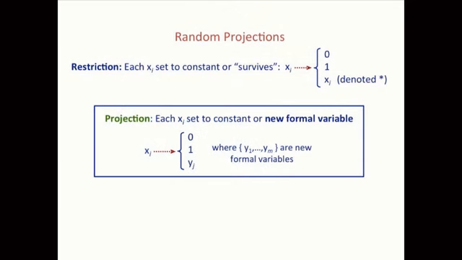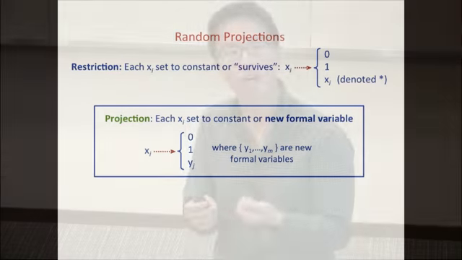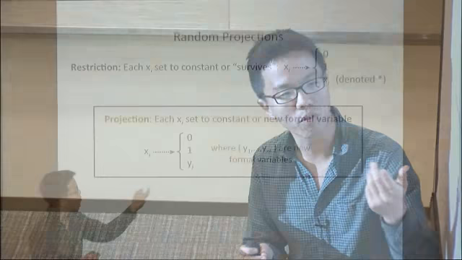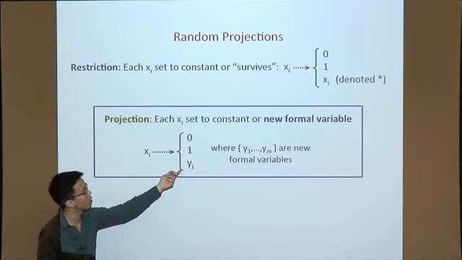In a random restriction, every xi is either set to a constant, 0 or 1, or it survives. I have been denoting that as star, but you can think of it as xi maps to xi. Right? That's what it means to survive. In a random projection, every xi is either set to a constant like before, or you can map it to a brand new formal variable yj, where j doesn't have anything to do with xi. So you're basically changing the space of variables.